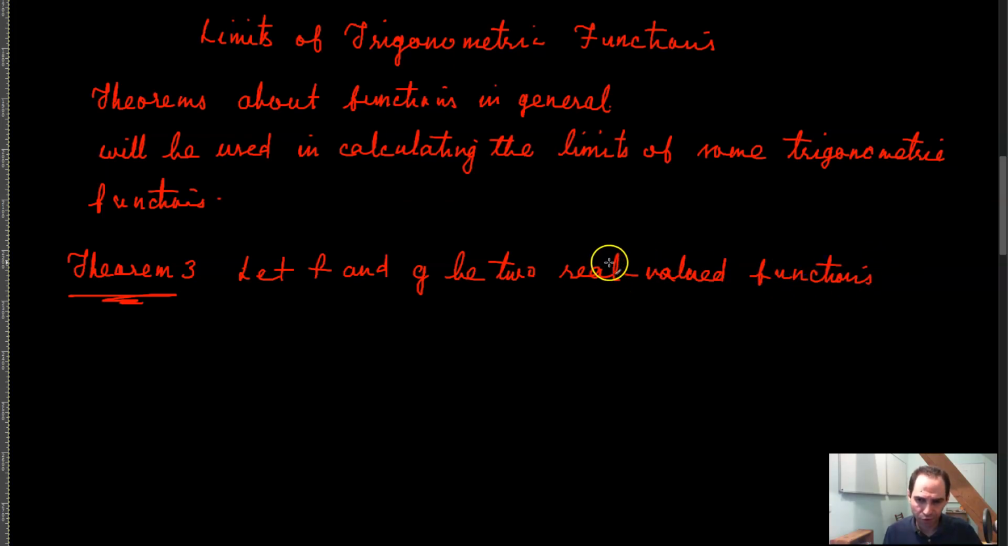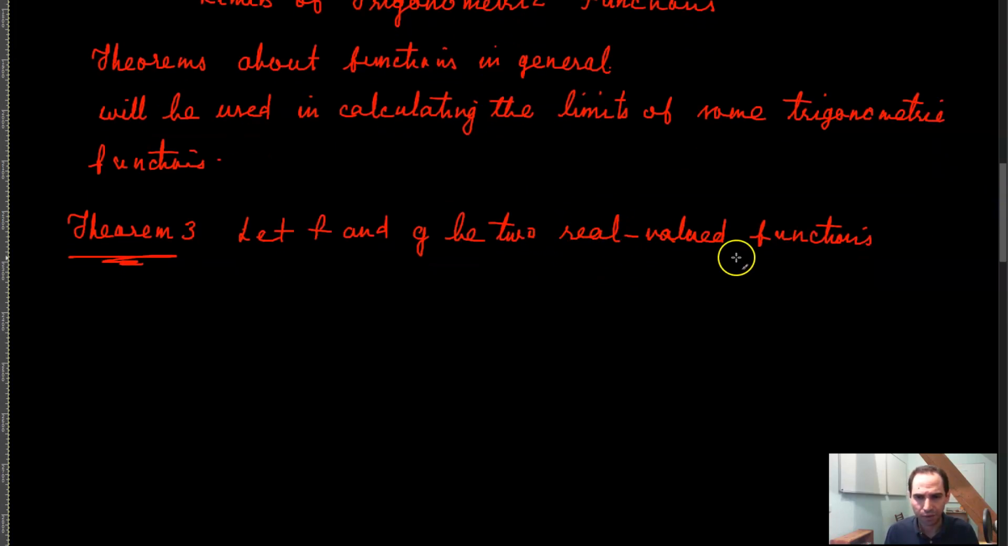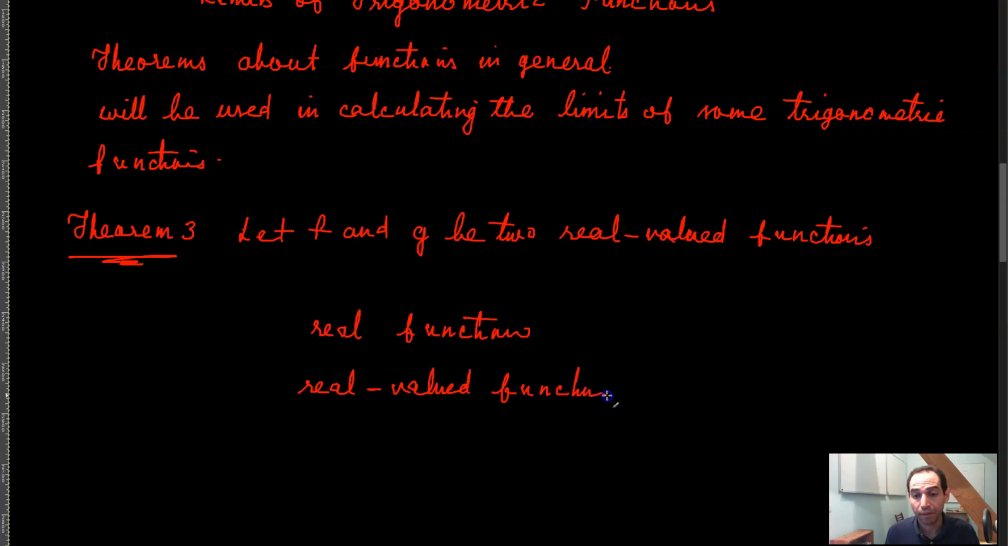So a real valued function, so we have basically two types of functions, as you know, when it comes to having this sort of designation. We have something called a real function, and we have something called a real valued function. So a real function is basically the kind of function where the range of the function, and let me take a look at this. Actually, I'm not really sure about this.